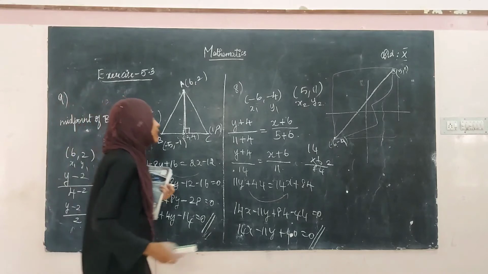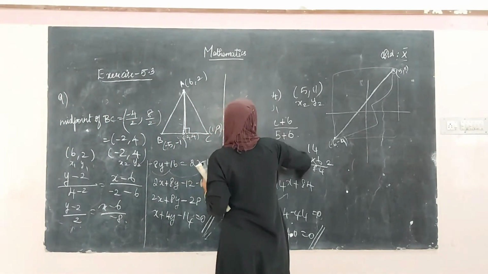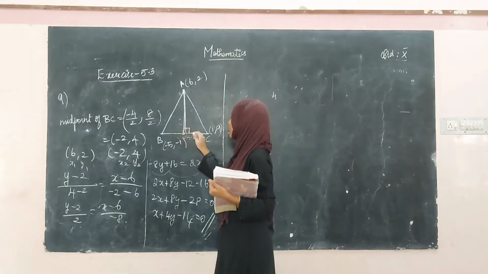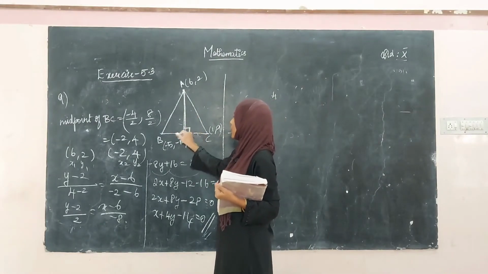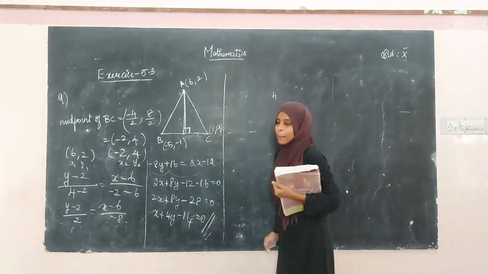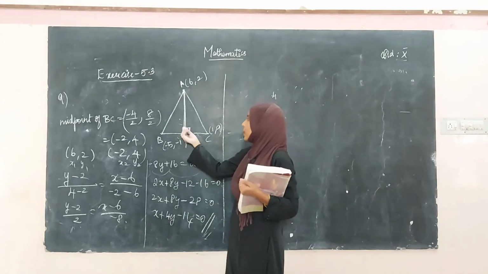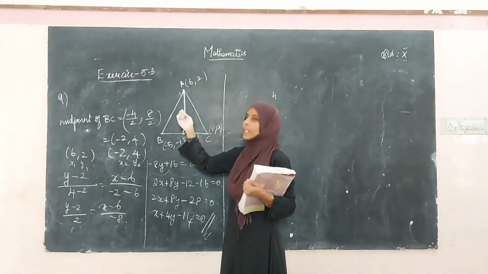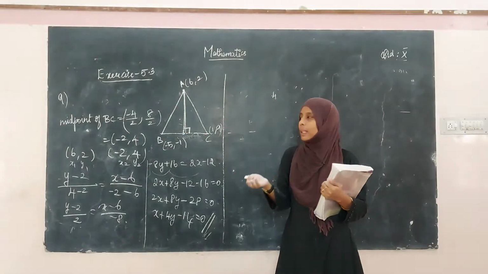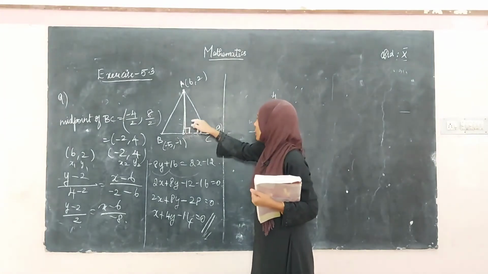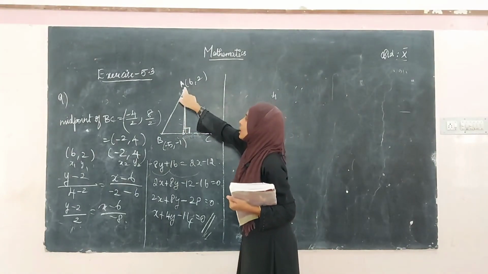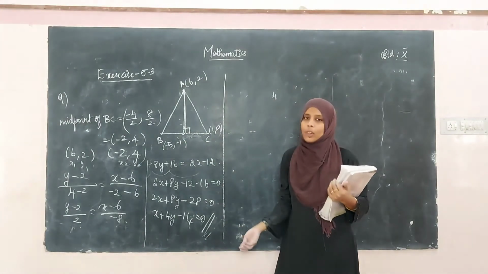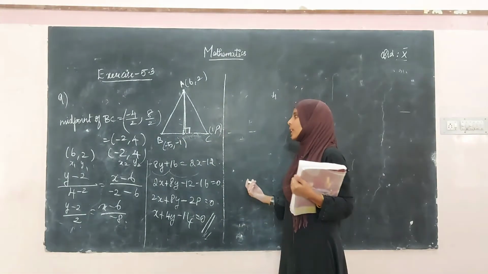Okay, now we have to find the equation of the altitude, right? What does altitude say? The line should be perpendicular to this line. Okay, perpendicular to this line. So if it is perpendicular, once we find the slope of this line, m1 into m2 equals minus 1, by this formula you can find the slope. So then we will know one point and the slope of that line. So by the point slope form you can find the equation of the altitude.